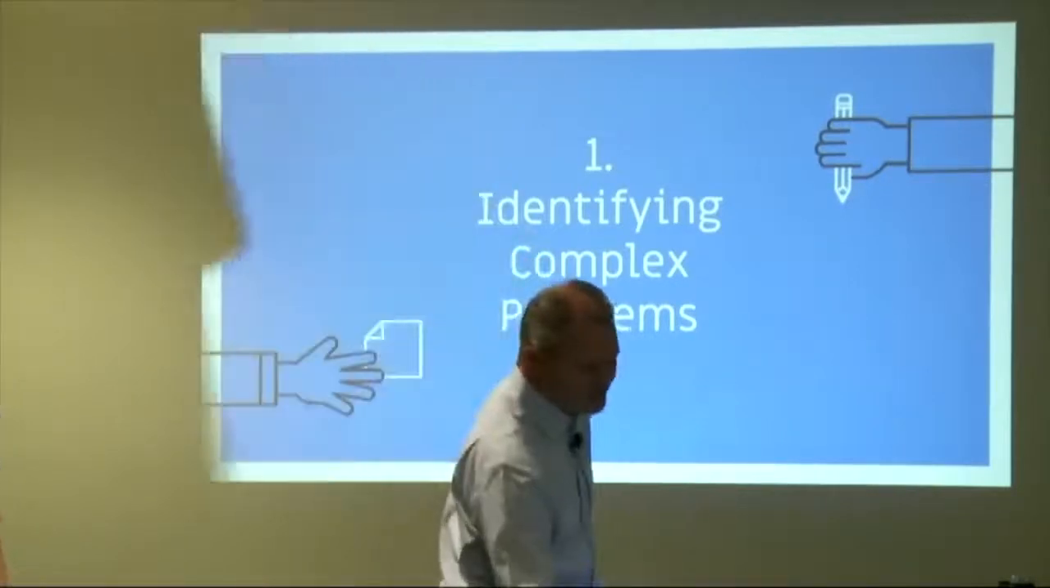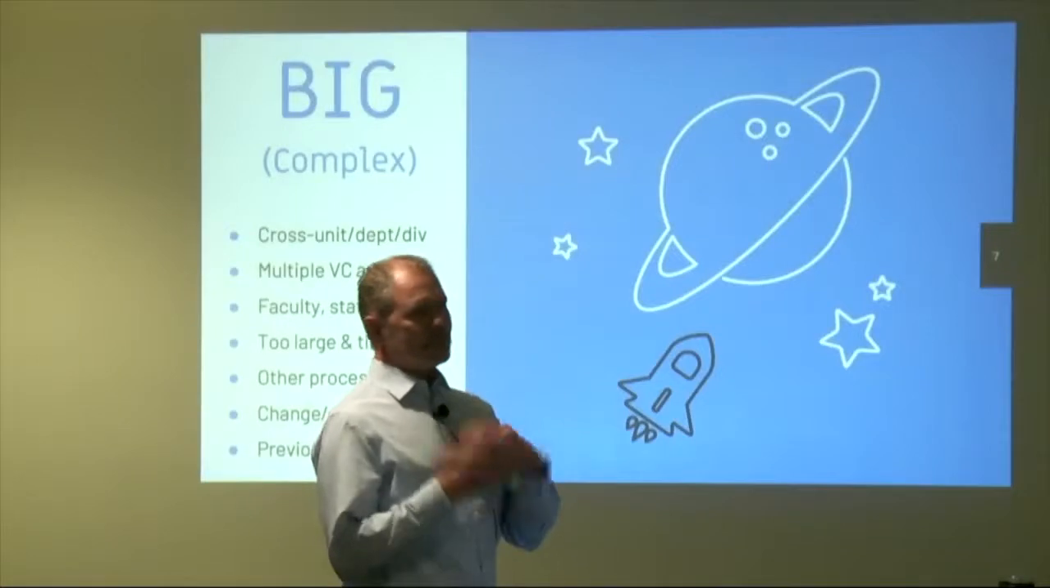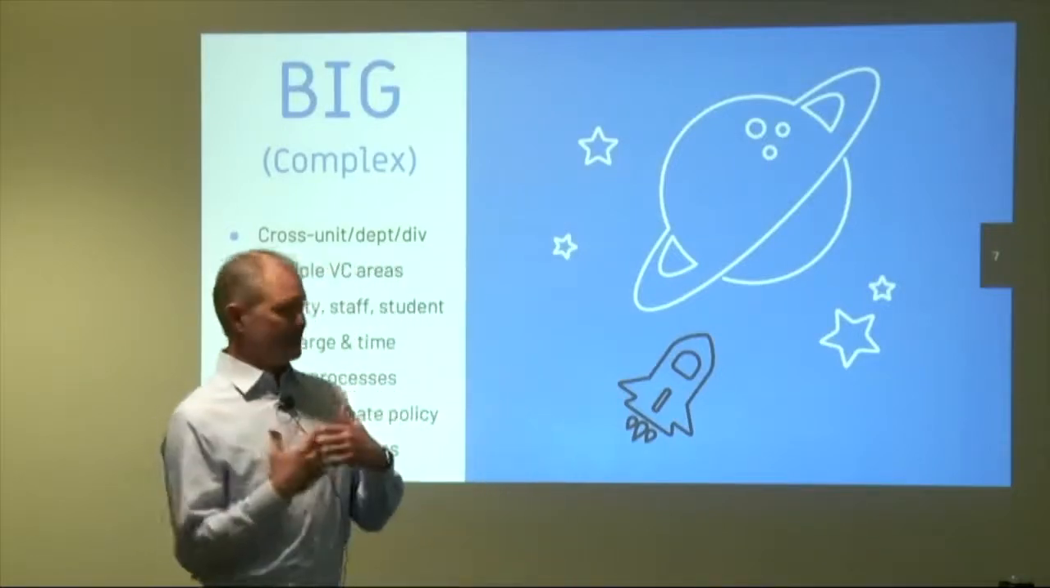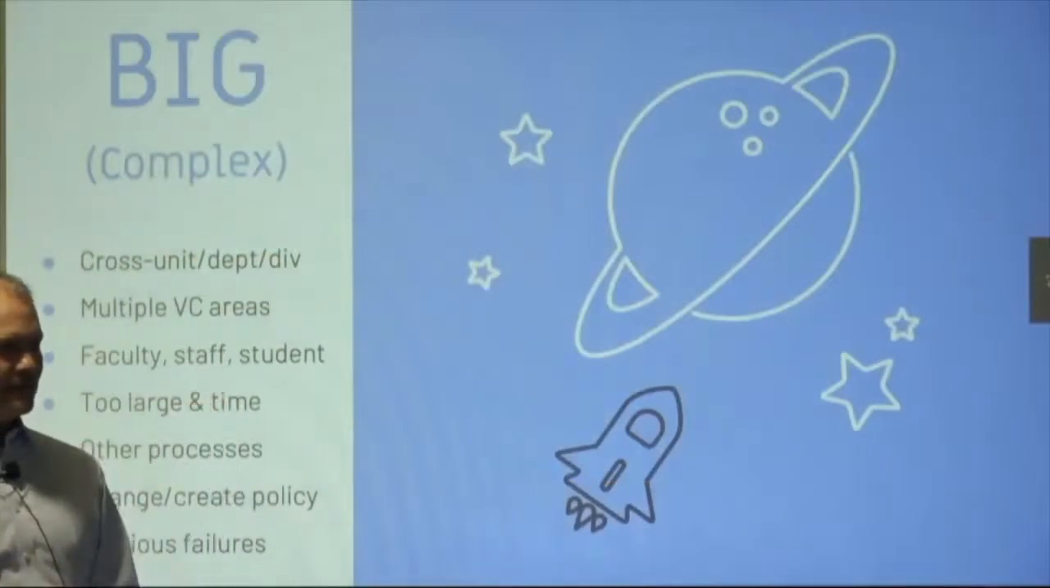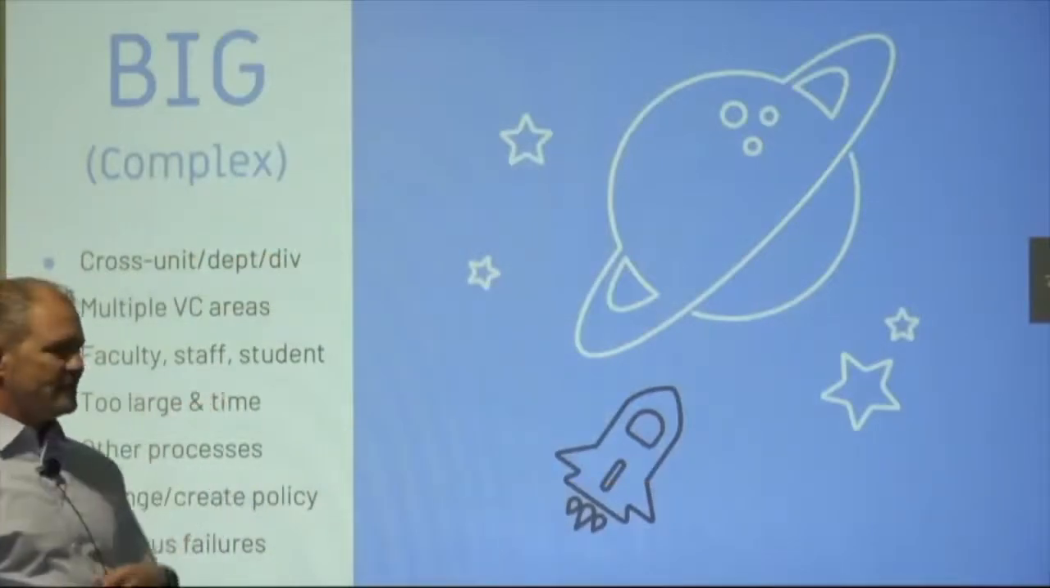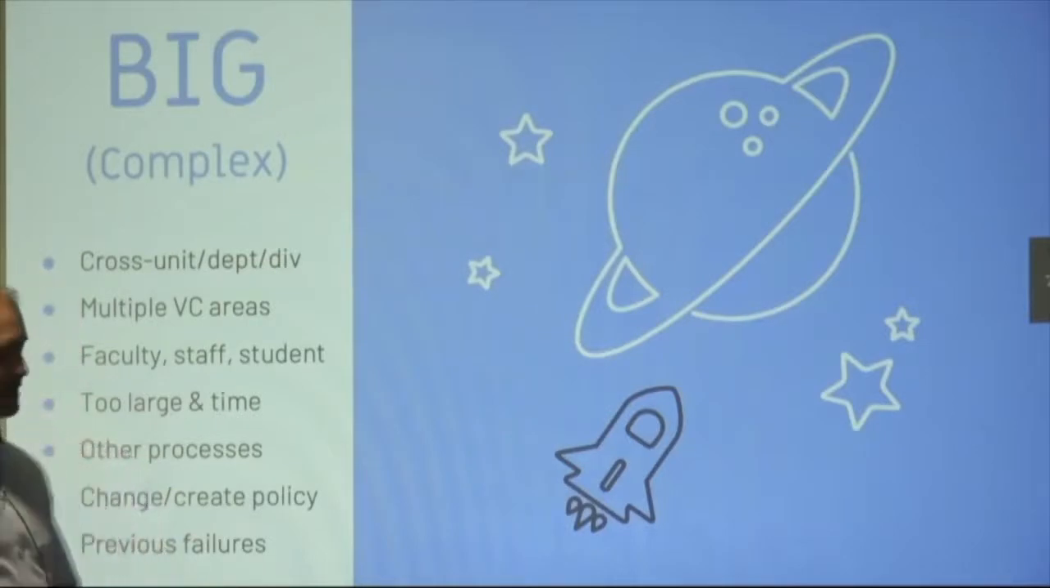So identifying the complex, our first tip here. When we talk about the big projects, they feel like they're universal. Like I gotta change the universe in order to get this done. Not necessarily. Maybe it's just that it's complex and it feels like it's really big. Some of the things about it being complex is that it could be cross-unit, division, department, all within maybe academic affairs per se. Or maybe it reaches across VC areas such as research and BFS, that there's some project in between the two of those. Either way, they seem intertwined, or maybe they just feel complex. Maybe it involves faculty and or staff and or students. And in the case of mine, it involved all three. I think all of ours included all three.